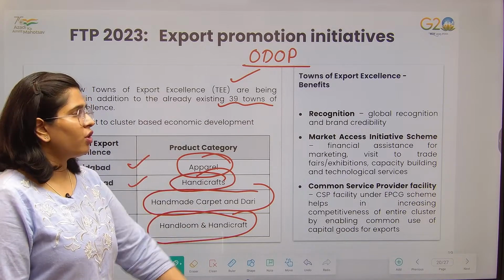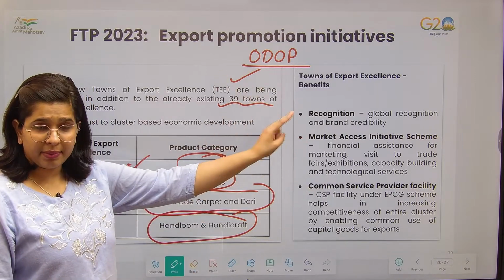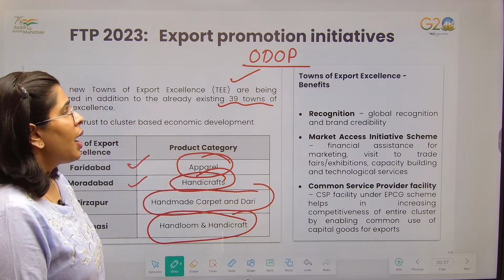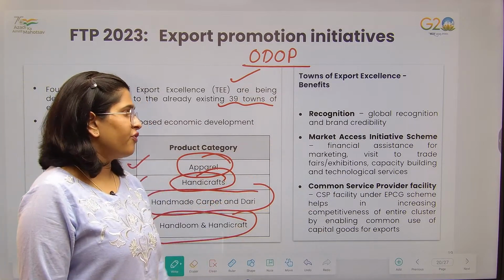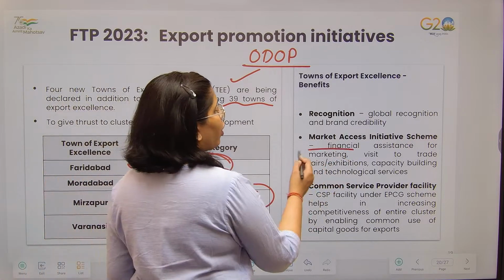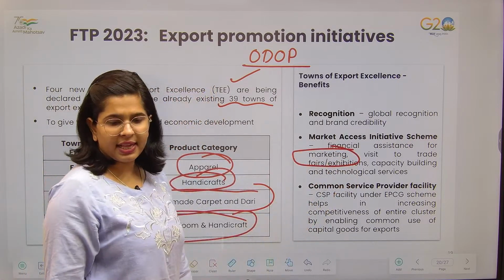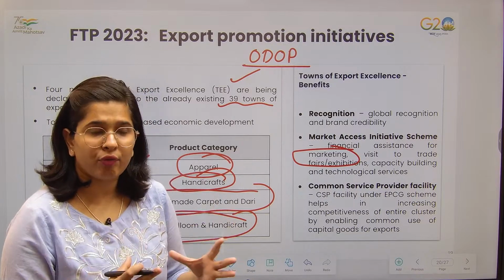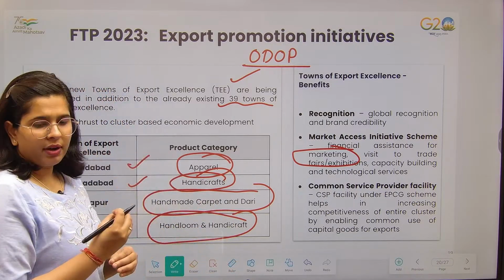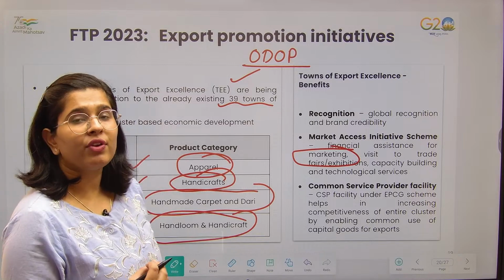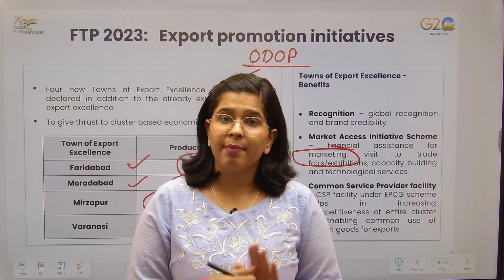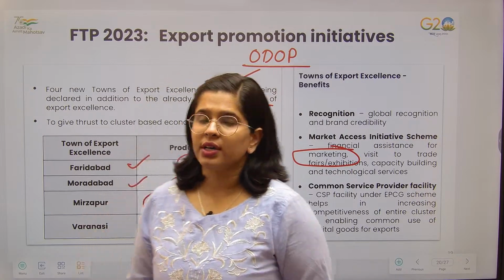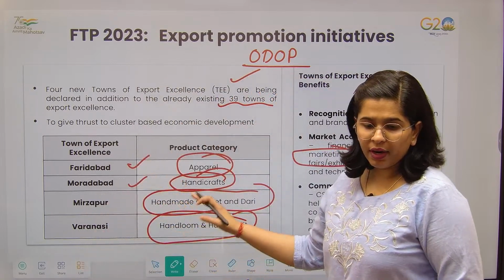Now what are the benefits? Obviously brand credibility will increase, we will be recognized internationally. Next, market access initiative scheme: financial assistance will be given for marketing, fairs and exhibitions, etc., all such kind of facilities will be provided. So you see, even in our student life, when we focus on something very much, we do gain success, right? So that kind of focus is also being provided over here.